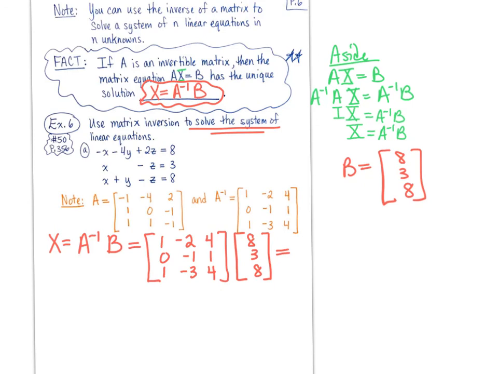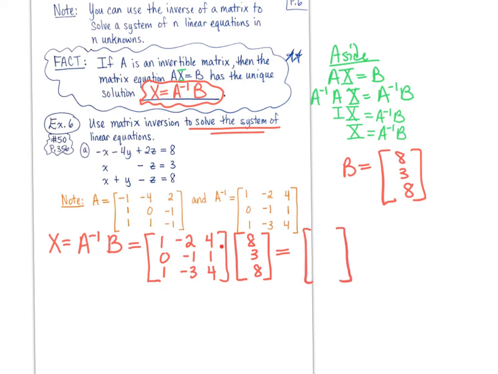What's going to be the size of the resulting matrix? You said 2 by 3? You said just kidding, okay? What's the size of the inverse? 3 by 3. What's the size of this column matrix? 3 by 1. So 3 by 3 times a 3 by 1 is a 3 by 1. So we're going to end up with a 3 by 1.